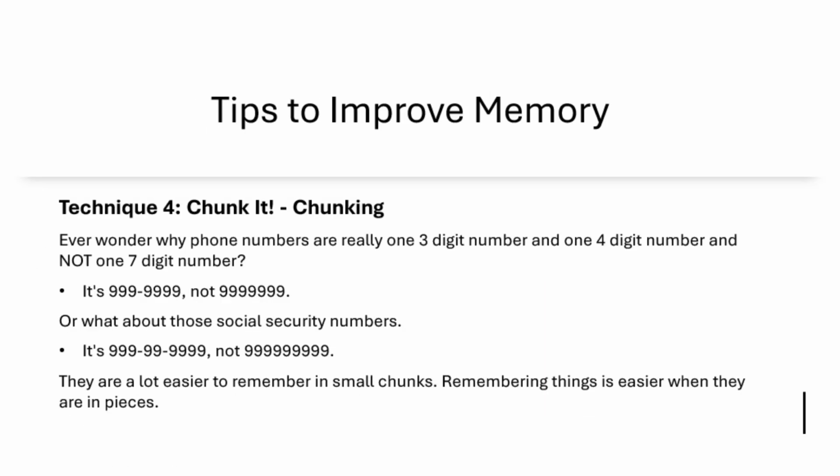Technique 4 is called chunking. Have you ever wondered why phone numbers are broken down into 3-digit numbers followed by 4-digit numbers, rather than just one whole 7-digit number? Social security numbers are similar. Rather than remembering 9 digits, we must remember a 3-digit number, followed by a 2-digit number, and then 4 digits. These numbers are much easier to remember in the smaller chunks. The same can be said for other pieces of information. Breaking things down into chunks can make them easier to recall.